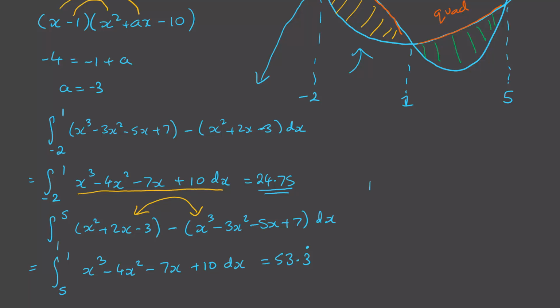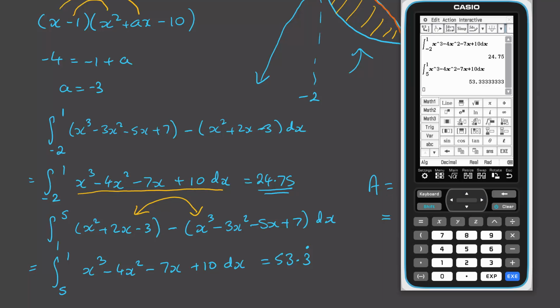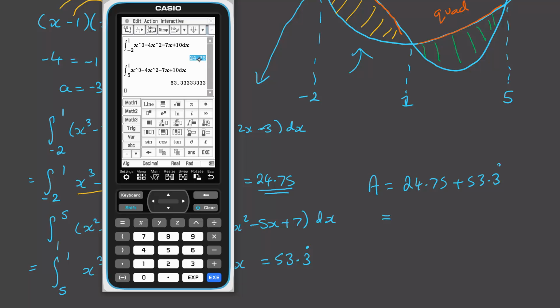And so my total area is the 24.75 plus the 53.3 recurring. And so we'll just do that. And let's change that into a fraction. Oh no, it's not a very nice fraction. Let's change it back again. And just say 78.08 square units. And that's 2dp.